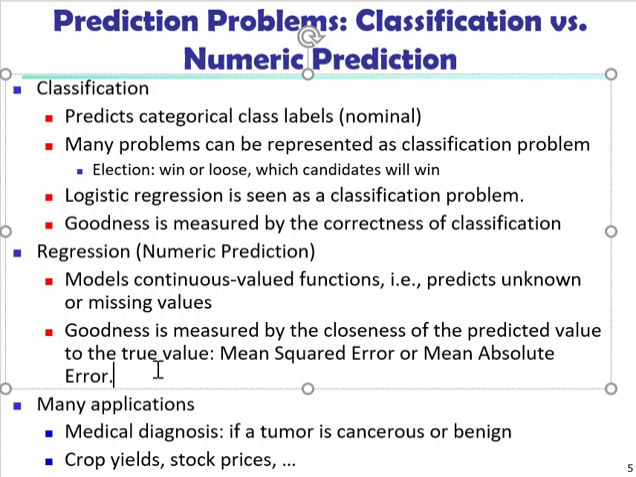In this class, we have lots of examples on classification, and the book also seems to have a stronger emphasis on classification. So I don't want you to forget that regression is a numerical prediction problem, and the goodness is measured in a different way from the classification methods. But we will not spend a lot of time talking about regression.